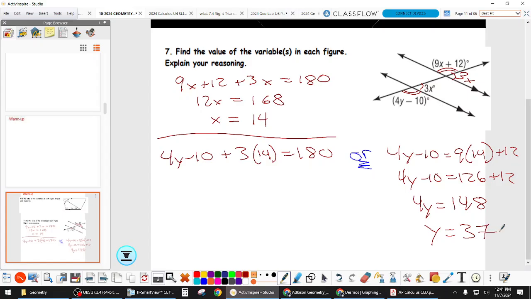Okay. Same thing over here. If we did this one, 3 times 14 is 42. And then 42 minus 10 is 32. So we would get 4y. We would subtract 32 from 180. It should be 148, not 38. Anyway, either way. How'd that go?